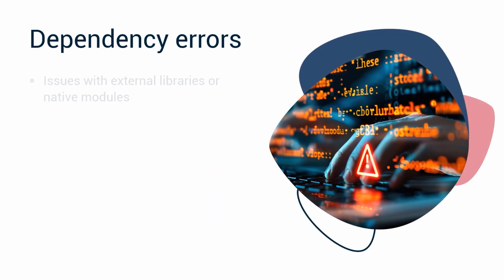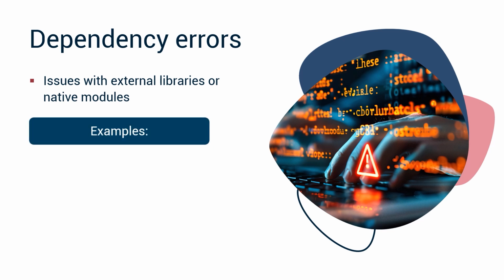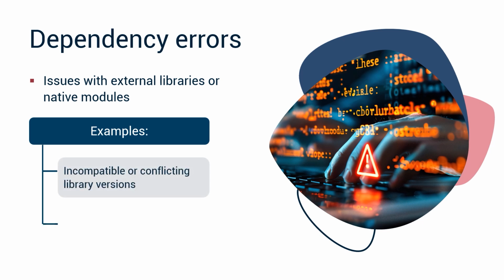Dependency errors occur due to issues with external libraries or native modules. Let's look at some examples of dependency errors. Incompatible or conflicting library versions are issues that occur when upgrading or adding libraries with mismatched versions. Native module linking issues occur when accessing native device features like camera or geolocation due to improper linking or configuration.